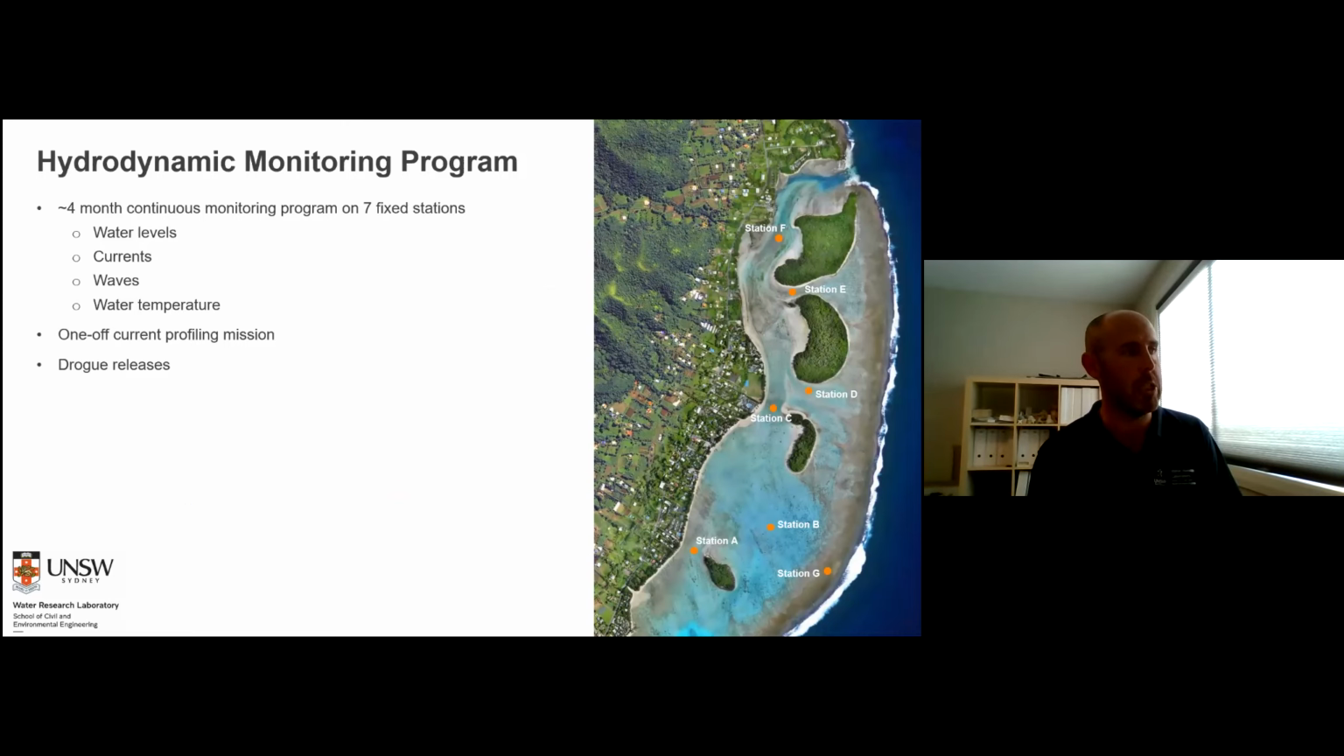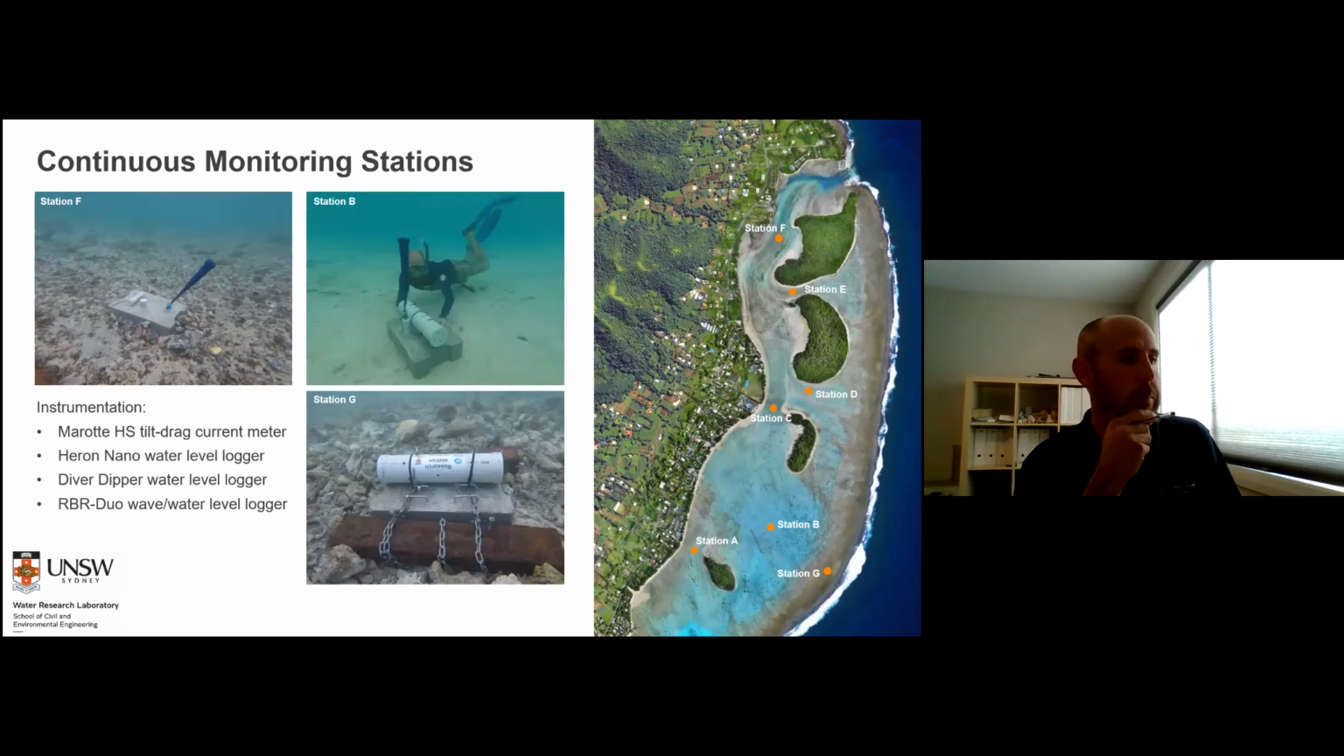We had a separate mission to do current profiling in different parts of the lagoon, and we also released drogues at certain points to help us understand what was going on. These are just some pictures of our different monitoring stations in the lagoon. So currents were measured with a Marotte tilt drag current meter. We used a range of different pressure-based water level loggers, and we used RBR Duos for waves. So yeah, quite nice monitoring stations, a little bit different depending on the location.